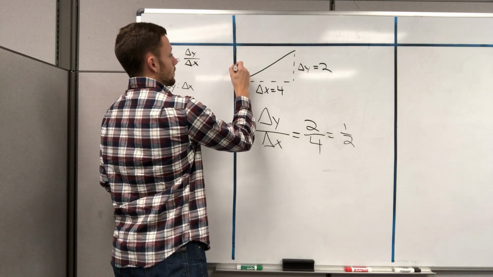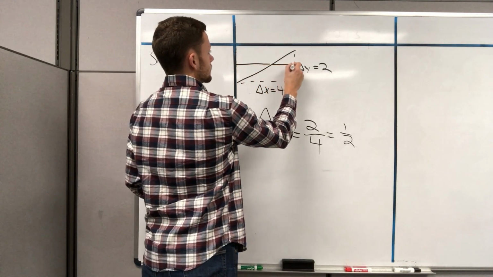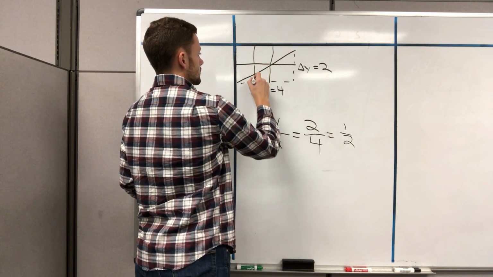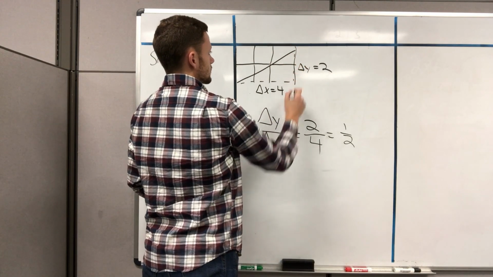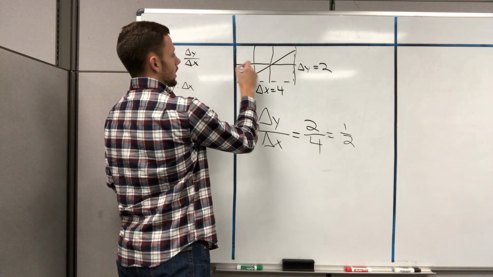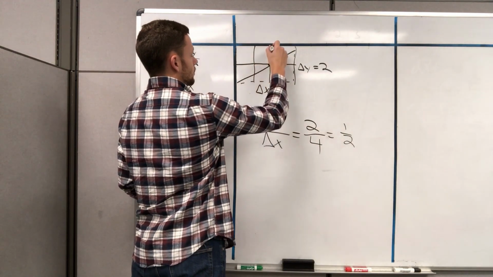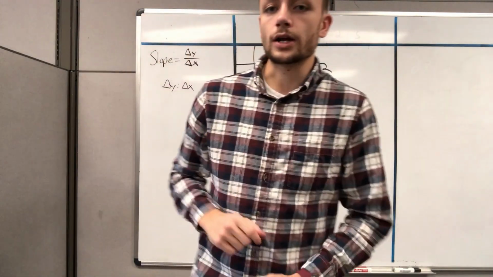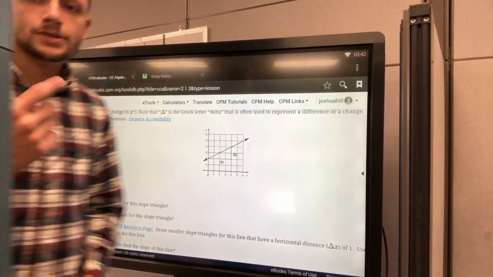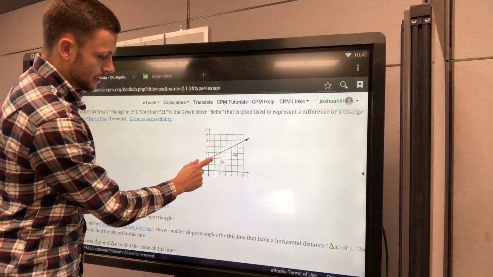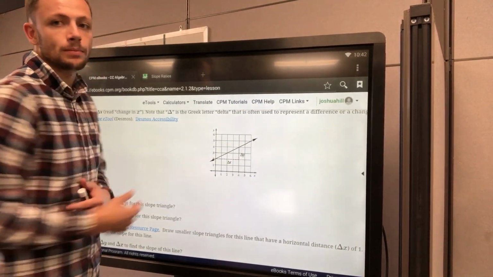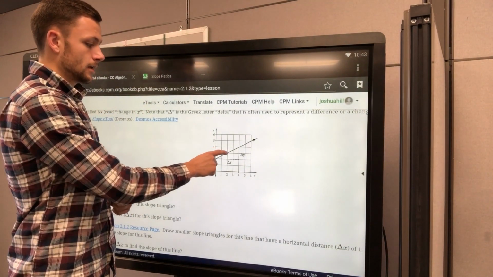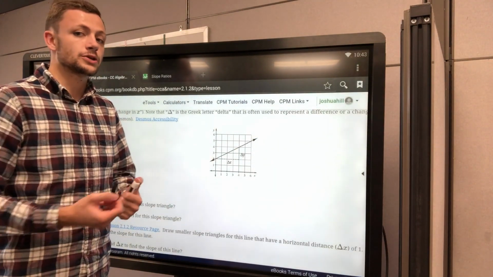So if we made some hypothetical grid lines, every single time I go up 1, I go over 2. And I go up 1, I'm going to go over 2. So if we go back and take a look at this graph, as I increase by 4, I go up by 2. So every time that my y value increases by 1, my x value increases by 2. My change in y is 1.